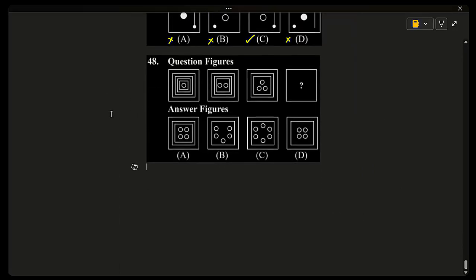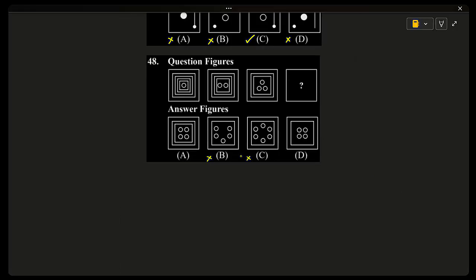48th one. So let's count the number of circles inside first. One circle, two circles, three circles. So you want four circles at the center. So whichever figures are not having four circles, you can eliminate. D eliminated, C eliminated. So only A and D are remaining.